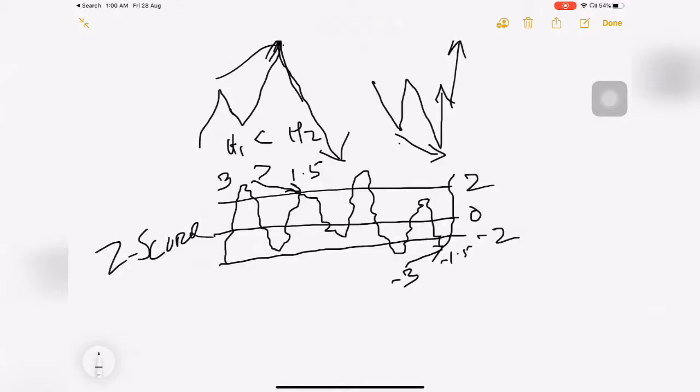Okay. So we already saw how to use RSI divergence and how to use Z score divergence. What is RSI and what is Z score? I will create another video to explain those.